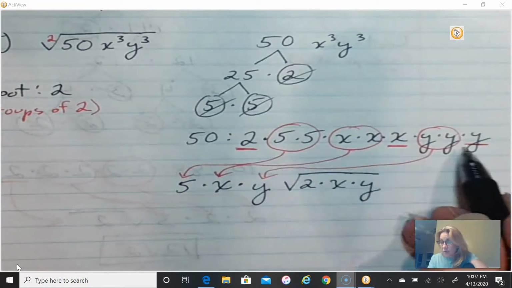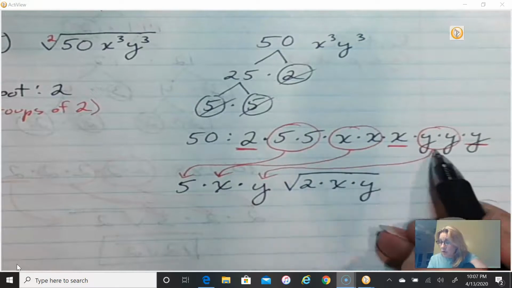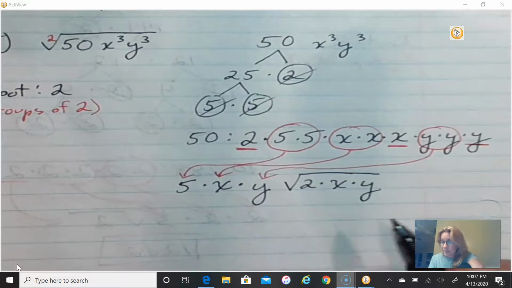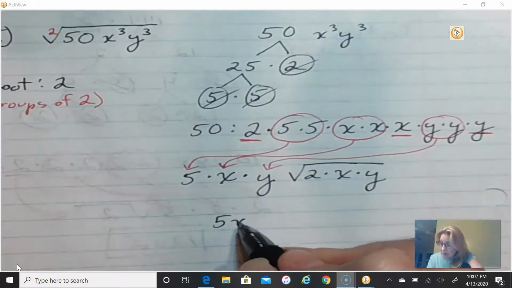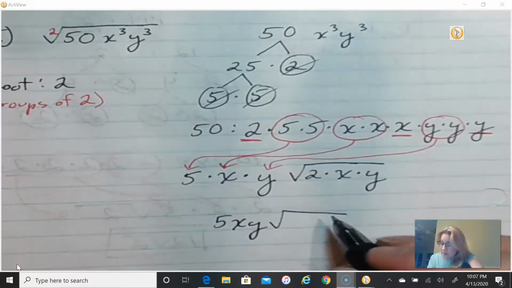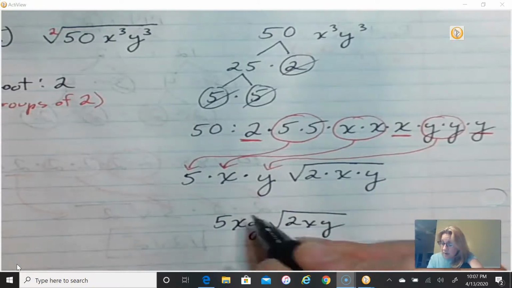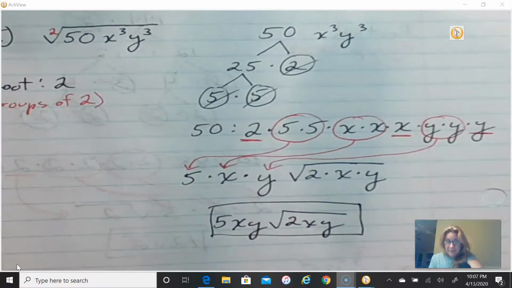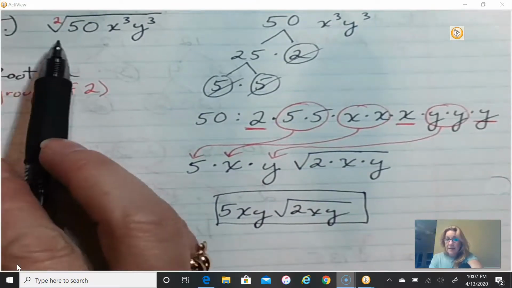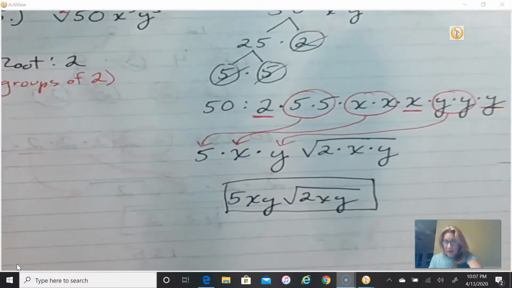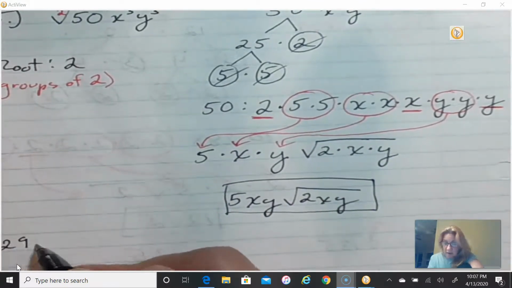Notice we're doing all multiplication. All the groups go on the outside. So what's 5 times x times y? 5xy times the square root of what's 2 times x times y? 2xy. There's your answer. And that's a root of 2, so we can just leave that blank. Okay, one more. 29.